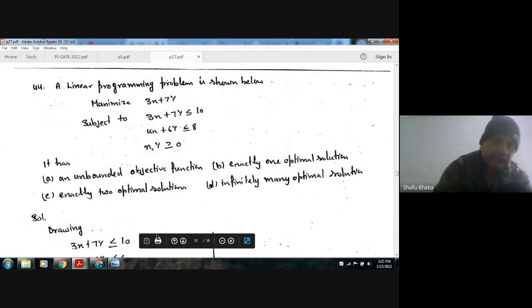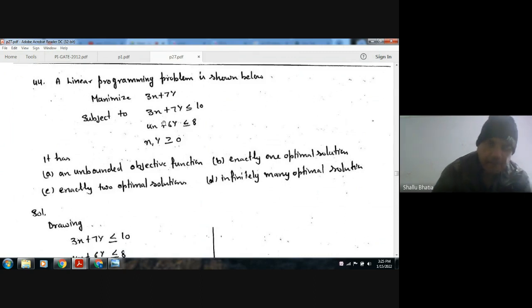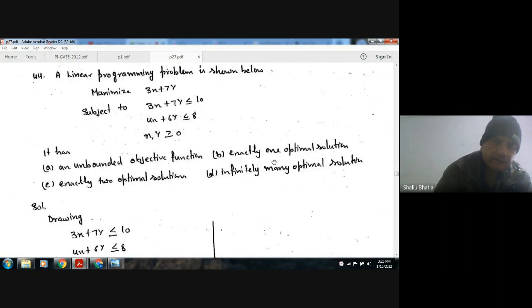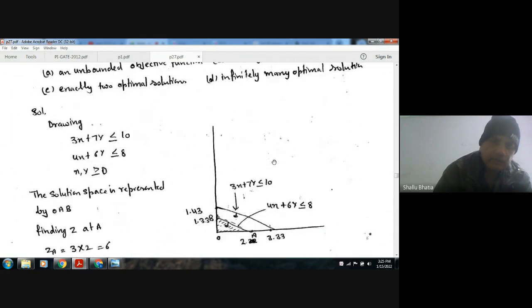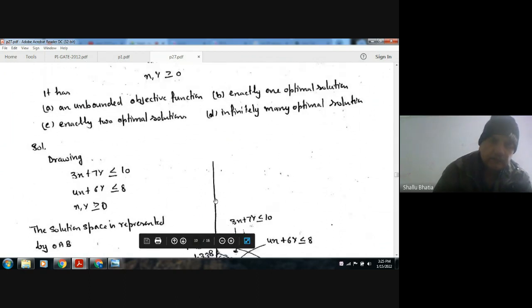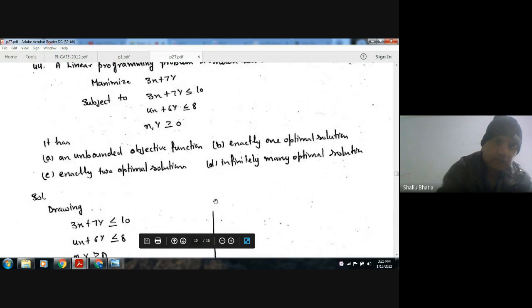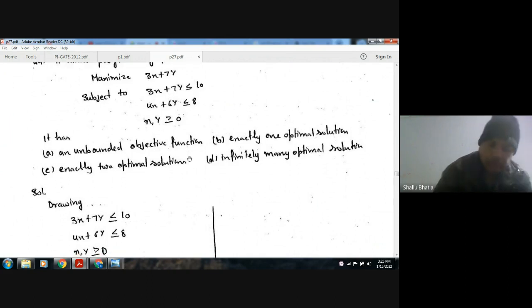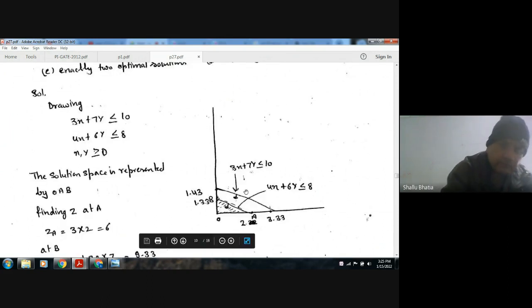So first of all, drawing its constraint. Taking y equal to 0, x will be 10 by 3. So this will be this point. And taking x equal to 0, y will be 10 by 7. So this will be this point. As 0, 0 gives less than 10, the feasible region will be in this direction.